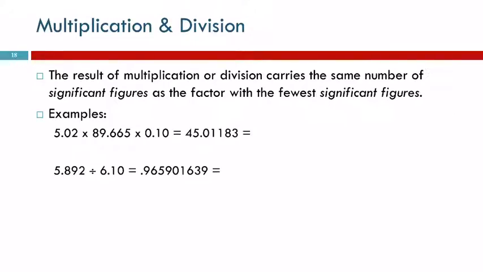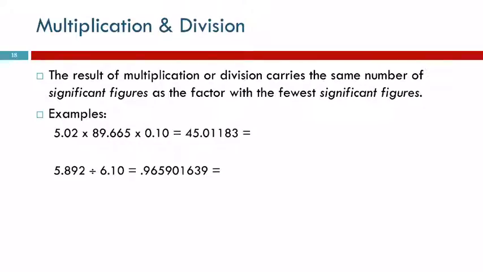There are two types of operations that we run into a lot: multiplication and division, which are opposites of each other, and addition and subtraction. There's a different rule for each of these. When we're multiplying or dividing, the result is going to have the same number of significant figures as the factor with the fewest number of significant figures.